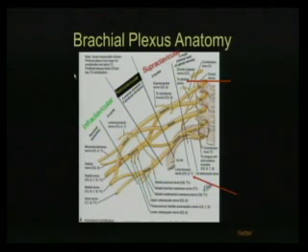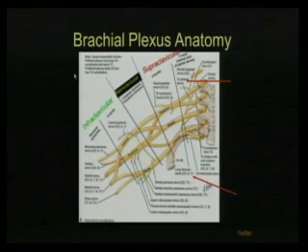So this triangle here is called the interscalene triangle. Yeah, interscalene triangle is kind of what this image represents with all these structures we just went over.